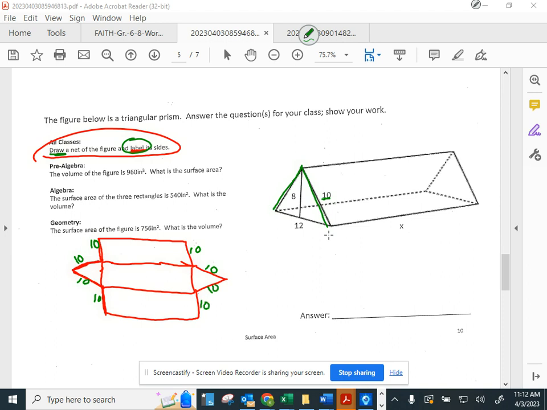So where does that 12 fit in? Gigi? The 12 goes in like the middle. Like here? Yeah. No. Here? Like the triangle. So that's this. That's the 8. So this line right here is going to be the 8. The 12s are right here, the bottom of our triangles. So that's going to be right here and right here.